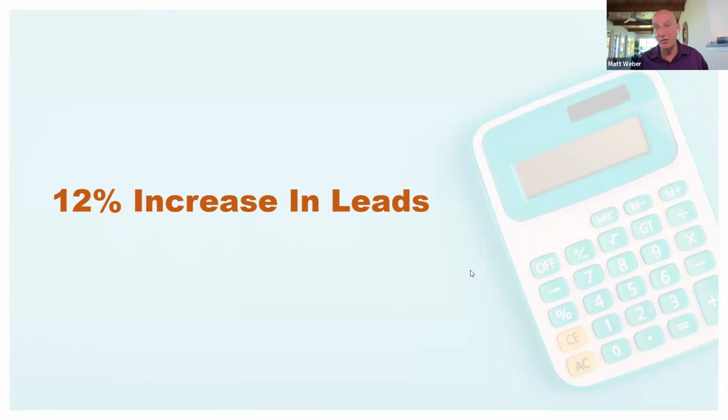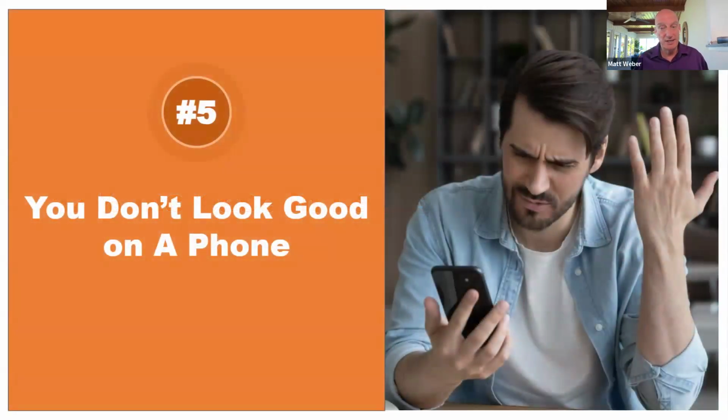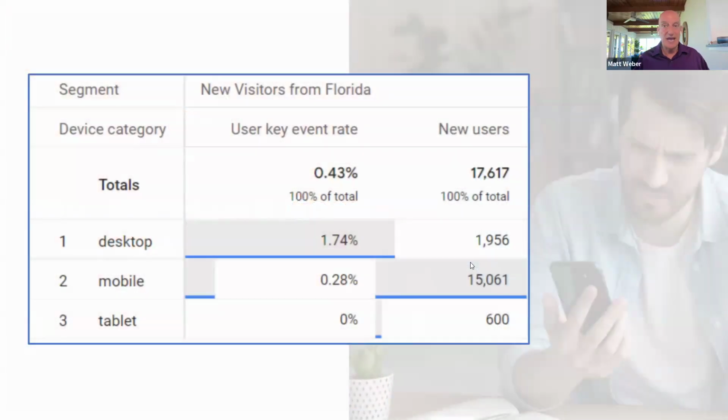All right, we're down to the final one. Number 5, even though it's 2024, your website's still trying to tell you that you just don't look good on a phone. And again, this is actual data here. Even though it's 2024, we started talking about mobile usage and mobile usability back in 2017. Still a lot of businesses haven't gotten the message.